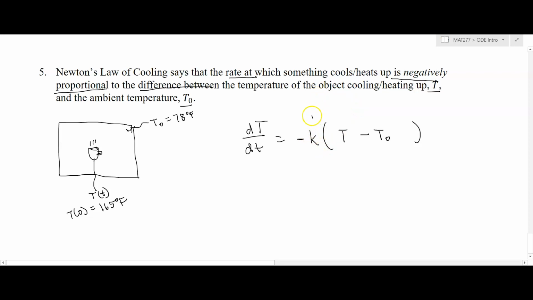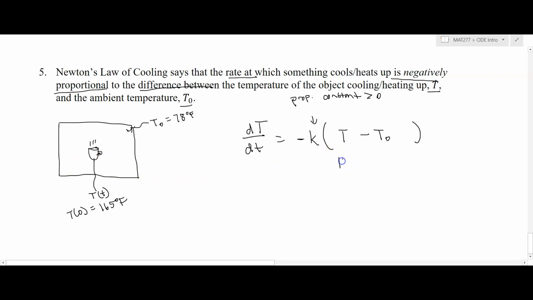So K itself, K is the proportionality constant, and these constants are always going to be greater than 0, right? So the constant itself could be like an R rating for insulation of a house that tells you basically how much insulative capability that insulation has. And the reason it needs to be T minus T naught and not T naught minus T is, let's think about this for a second.